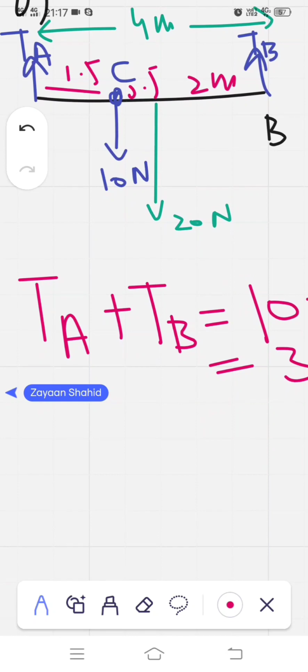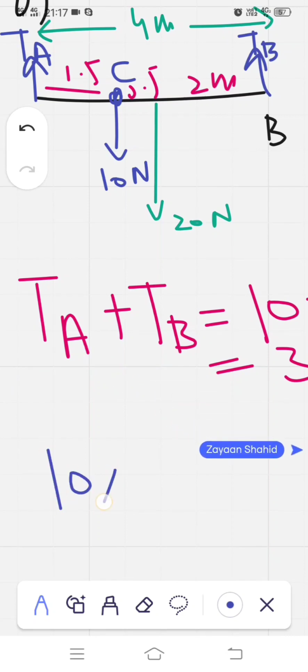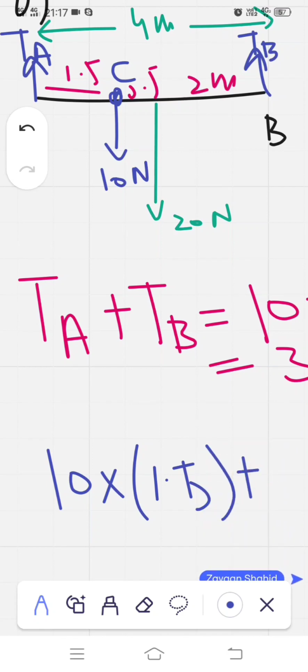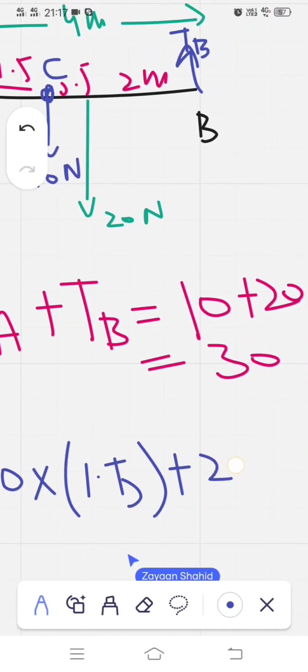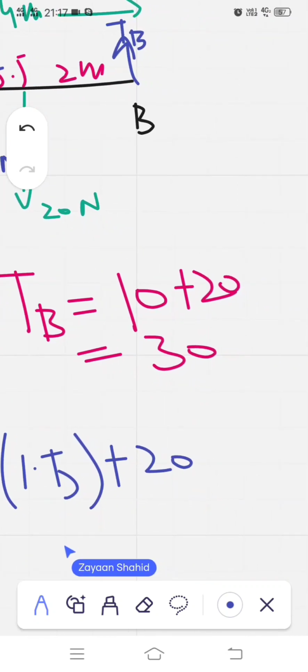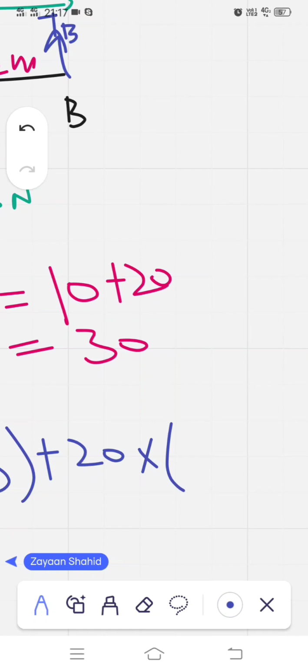So we are taking the moment about A. Other than A, there are three forces. First take the 10 Newton force: 10 multiplied by the distance of 10 from the point A, which is 1.5. Plus, now take the 20 Newton force, 20 Newton multiplied by the distance of 20 Newton, which is 1.5 plus 0.5.